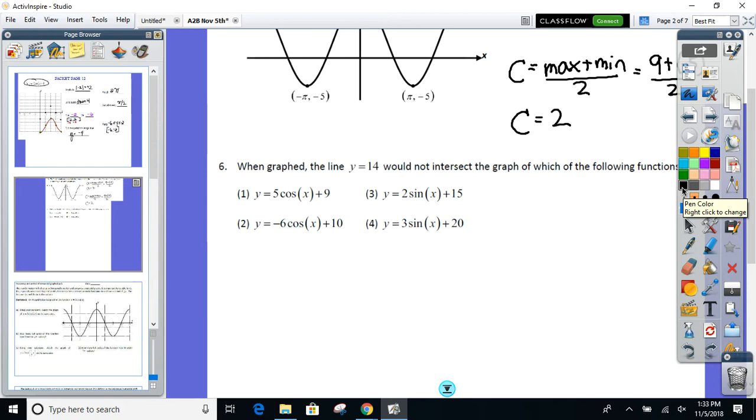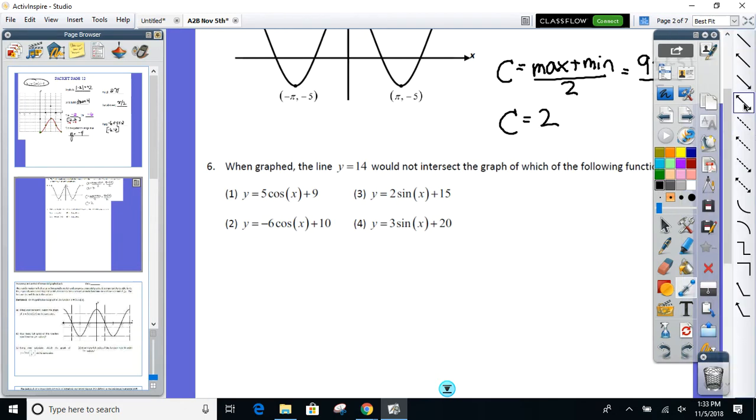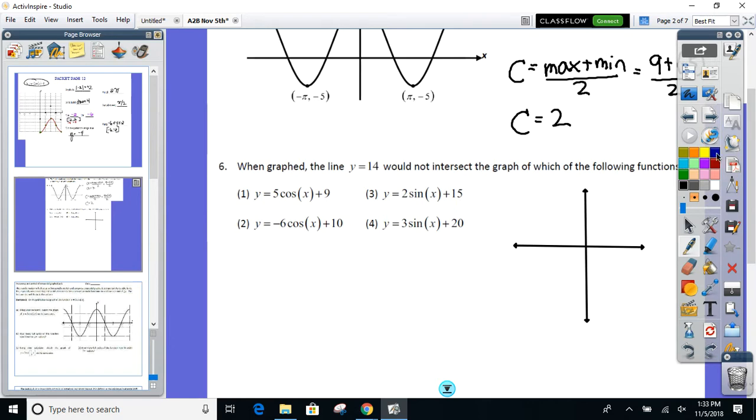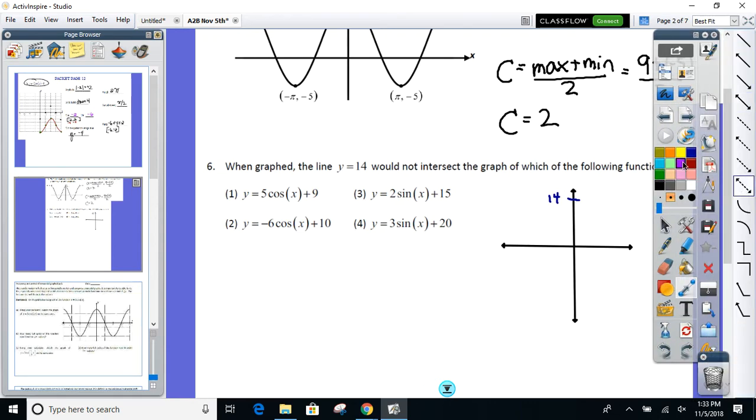When you graph y equals 14, stop. What is y equals 14? Is that diagonal, horizontal, vertical? What type of line is y equals 14 if I had you actually graph it? That's going to be a horizontal line going through 14. So just to get a visual of what it looks like for you, here you go. That's y equals 14, that line right there.